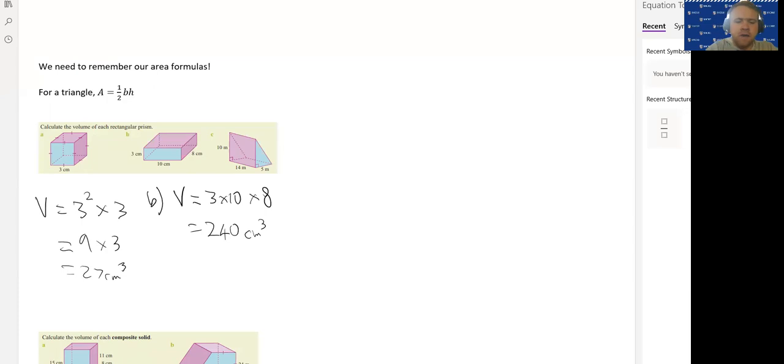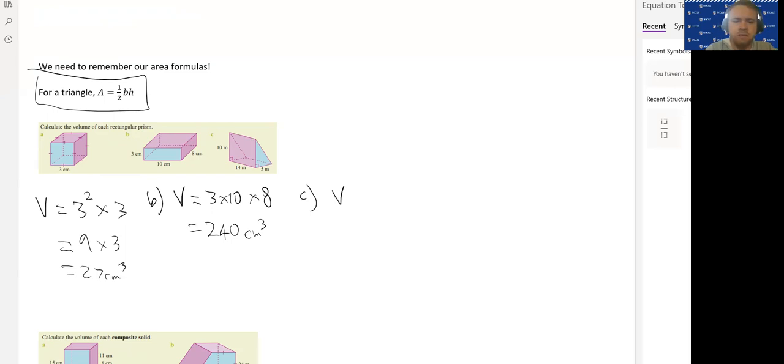And then finally here we have a triangle. We've got to remember our triangle area formula, which is half base times height. This is where it gets a bit confusing because the area of the triangle formula has height and the volume of the prism has height, but those heights are actually different dimensions in different directions. So don't be bothered by height. It's just one of the other directions or dimensions of the shape.